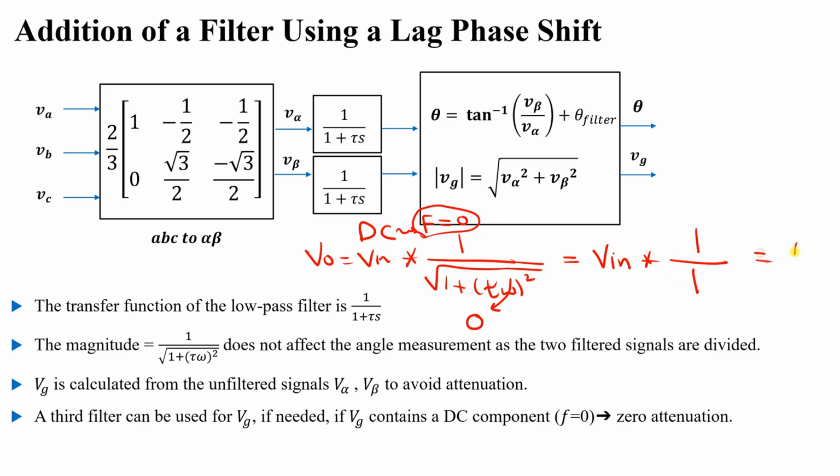So as you can see here, since it is a low pass filter, for a DC, it will keep it the same, 0 attenuation. V output is exactly V input, right? Because the DC component has a 0 frequency, and this is a low pass filter, so it will allow the DC component to pass. In this case, you will need another filter, a third filter, to be used for VG, okay, for the DC component.